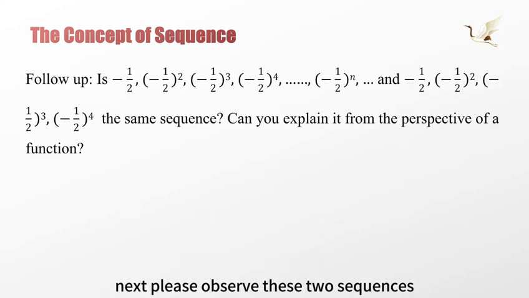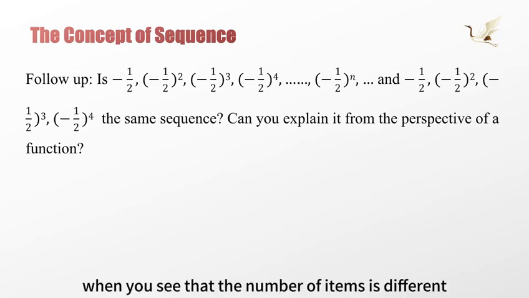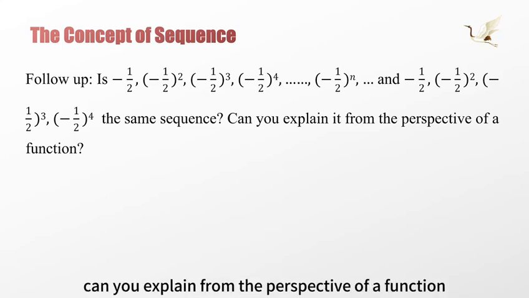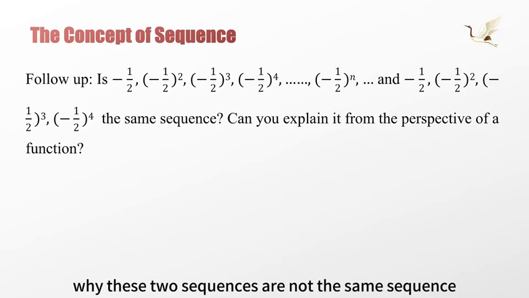Next, please observe these two sequences. Are they the same sequence? Perhaps when you see that the number of items is different, you think it is not the same sequence anymore. Now is the time to test you. Since the sequence is a special function, can you explain from the perspective of a function why these two sequences are not the same sequence?